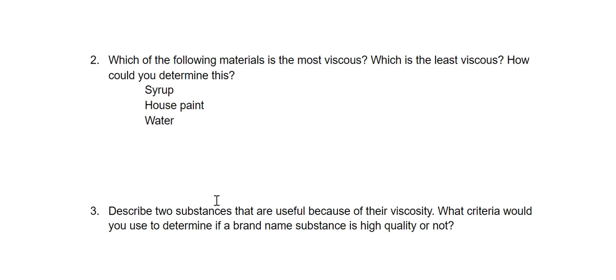The second question is asking you about viscosity. Which of the following materials is the most viscous, or is the thickest? Which is the least viscous, or which is the thinnest? How could we determine that? So remember, something that has lots of viscosity, or is the most viscous, would be something that is hard to pour, and the least viscous would be the one that is easiest to pour.